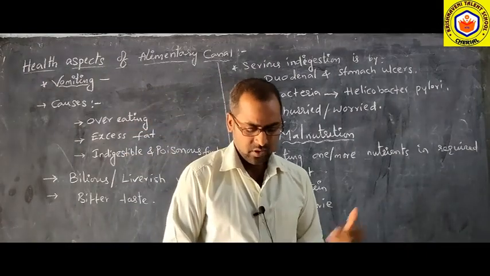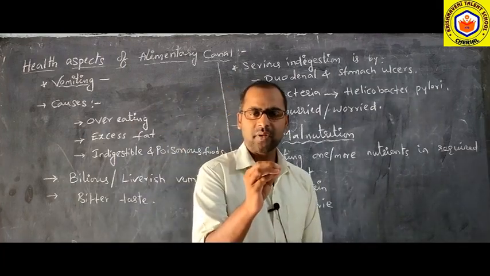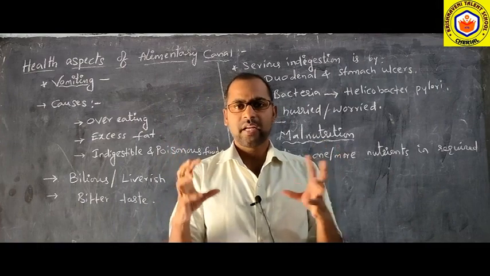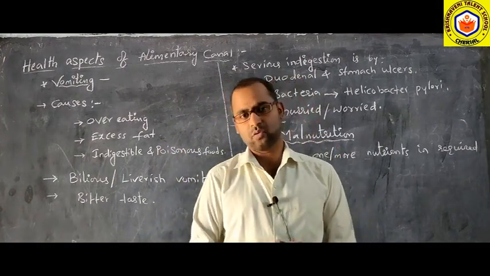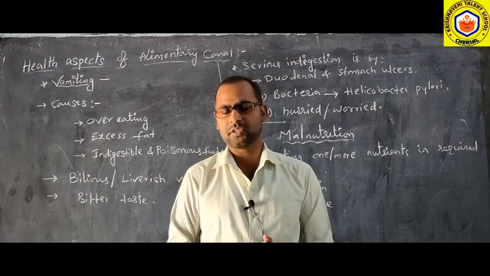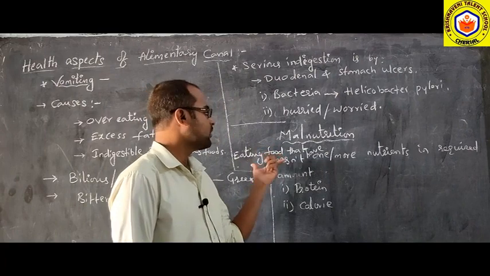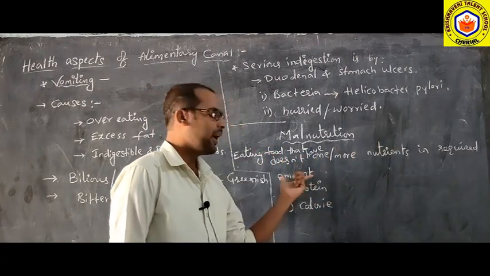And next one, diseases due to malnutrition. Okay, so a proper nutrition is nothing but providing all the types of nutrients in required amounts to the body. So that is a proper nutrition. What is malnutrition? Malnutrition means eating food that does not have one or more nutrients in required amount.